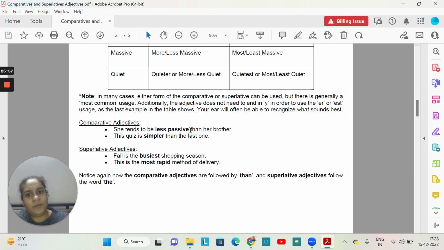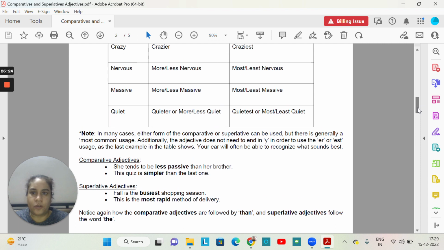Now I cannot say that before an e there is a consonant, because if you look at passive, even before an e there is a consonant. Both end in e, both have a consonant before them. Both are double syllable adjectives. But still, this is an exception over here. What sounds better? You can go with it. Massiver does not sound better, and passiver obviously also does not sound better. You have to go with more or less.